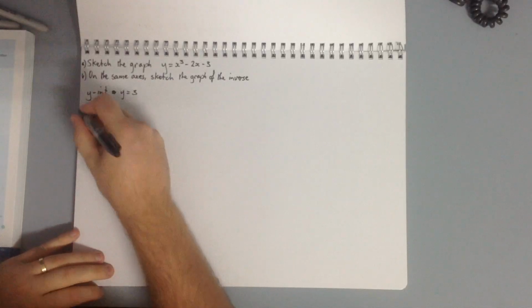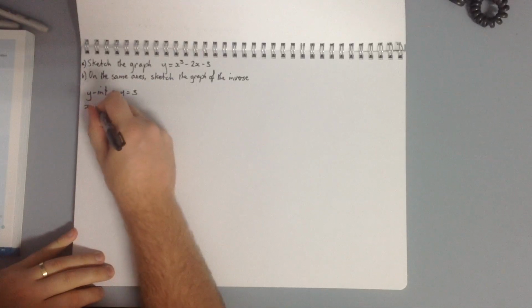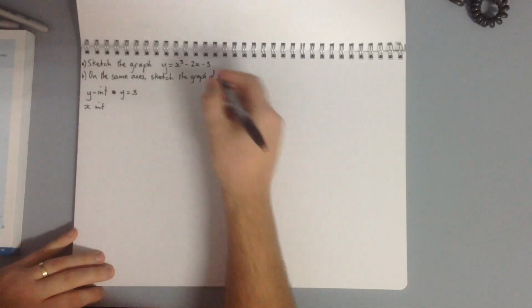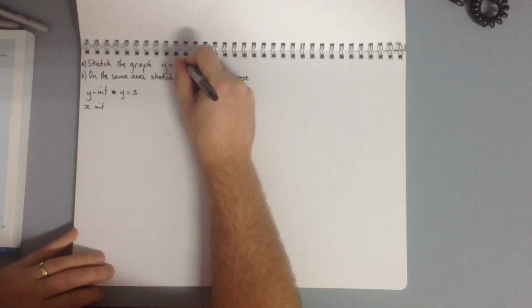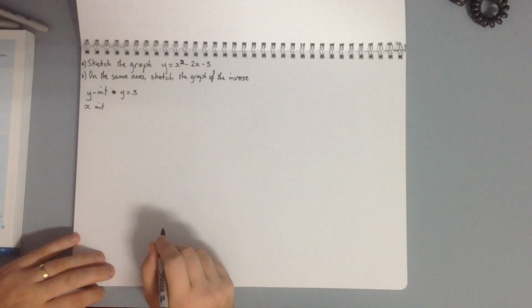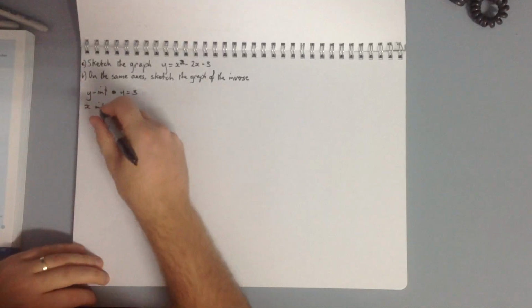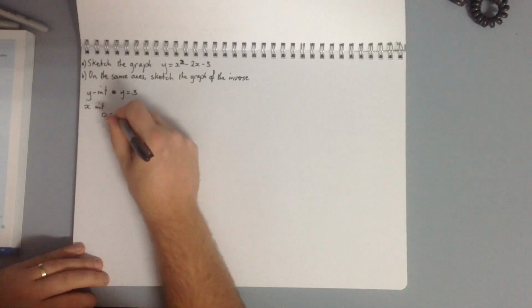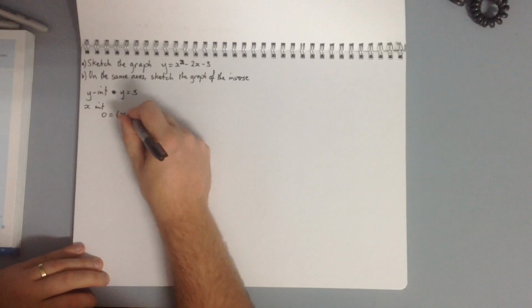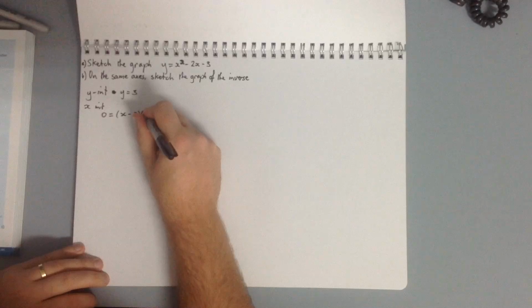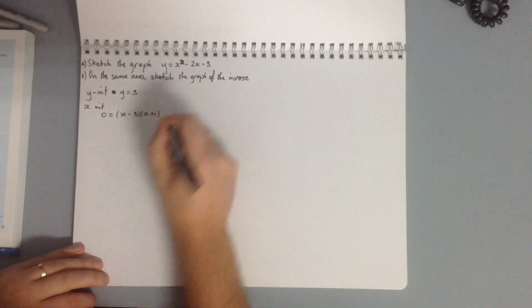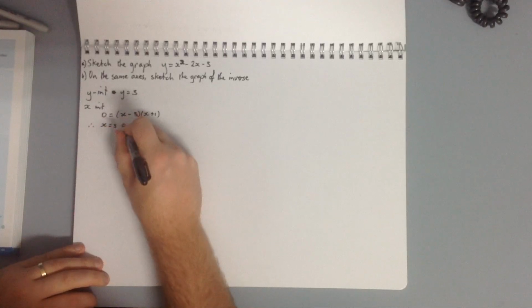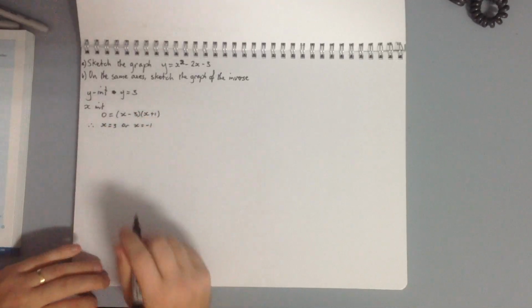Our x-intercept, well, we need to factorise our equation. Sorry, I made that a bit harder than what it needs to be. It's x squared minus 2x minus 3. So we factorise and we get x take 3 and x plus 1 equaling 0. Therefore x equals 3 or x equals negative 1 for our x-intercepts.